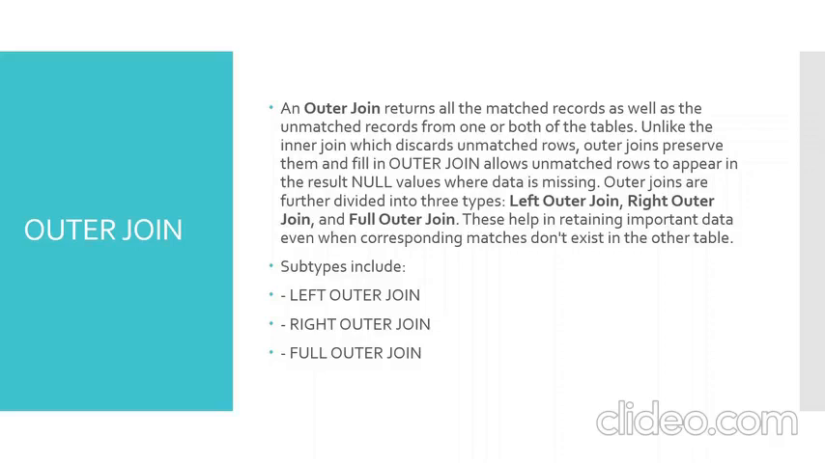Unlike inner join, which discards unmatched rows, outer join preserves them and allows unmatched rows to appear in the result, filling in null values where data is missing. Outer joins are further divided into three types: left outer join, right outer join, and full outer join. These types of outer joins help in retaining important data even when corresponding matches don't exist in the other table.